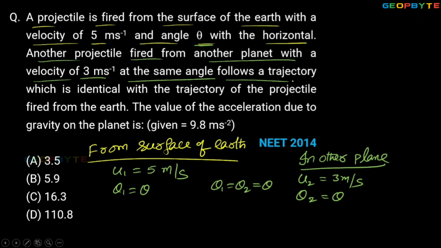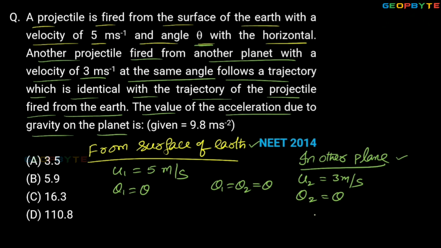Same angle follows a trajectory which is identical with the trajectory of the projectile fired from the surface. That means the trajectory path remains the same for both projectiles. One is from the surface of the earth, the other is from a particular planet. The acceleration due to gravity on that planet is, let's say, g dash. That g dash is how much? But at the surface of the earth, g is given as 9.8 meter per second square.